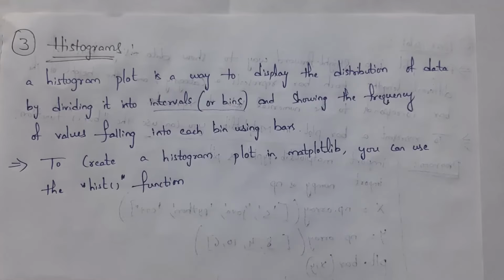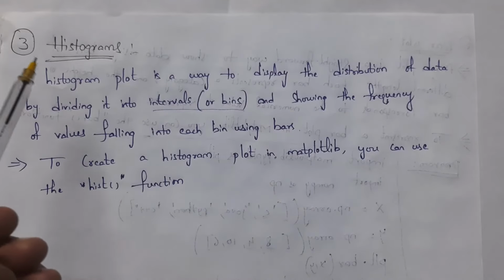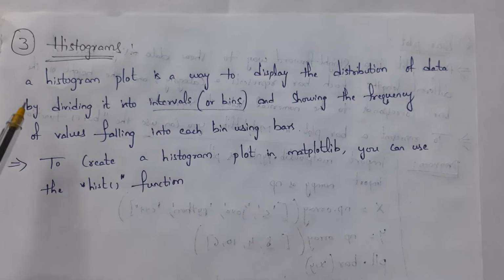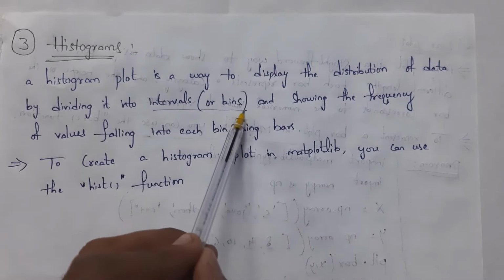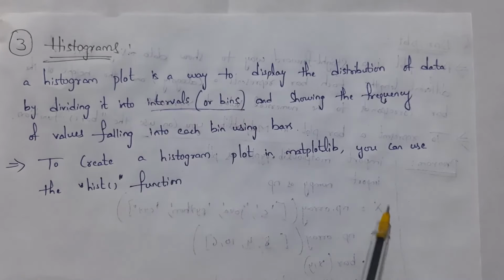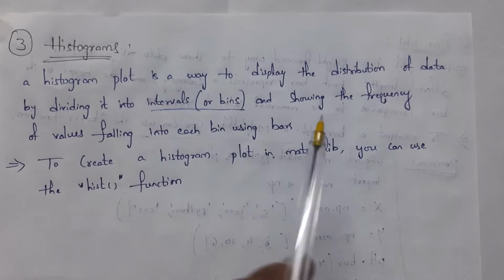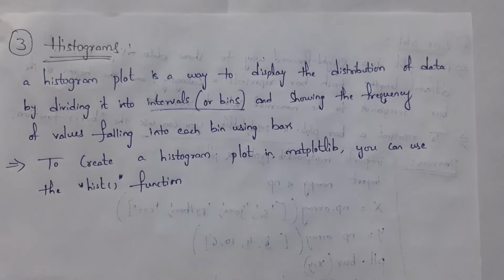Next I will explain what is histogram plot. A histogram plot is a way to display the distribution of data by dividing it into intervals. Guys, we can also call these intervals as bins, and showing the frequency of values falling into each bin using bars. I will explain one simple program so you can easily understand this definition.